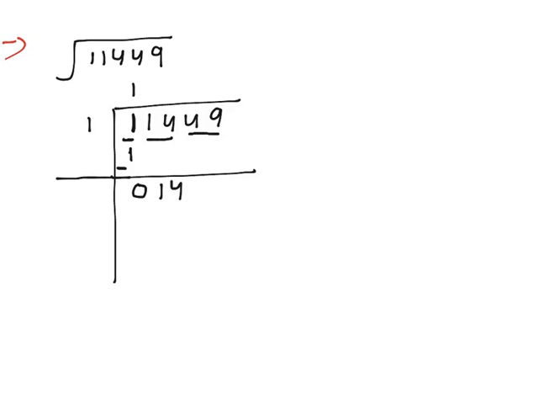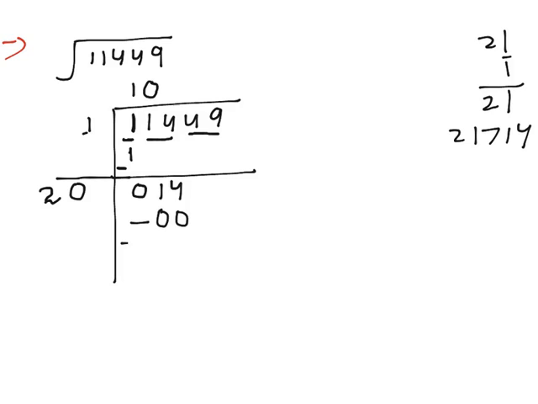Then on the left hand side, what we have to do? We have to double the digit 1. So the double of 1 will be 2. So clearly if I copy 1 over here, in that case 21 times 1 will be 21. That is a number greater than 14. So we cannot go with 1. So which digit will we go with? 0. We will go with 0 because 20 times 0 will be 0 only.